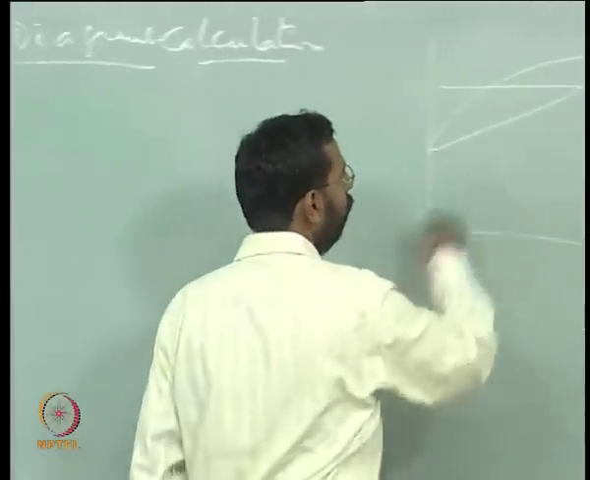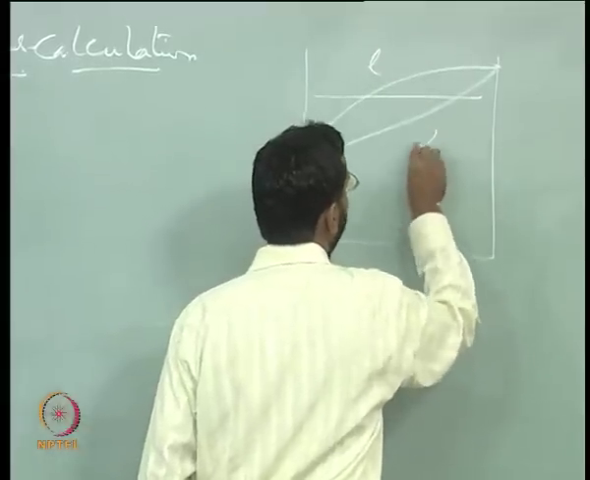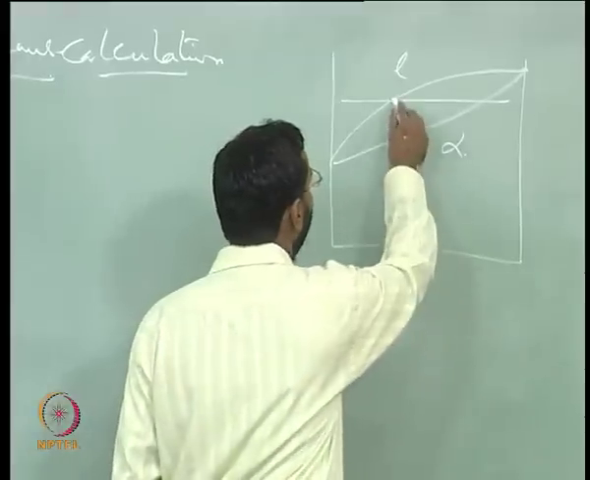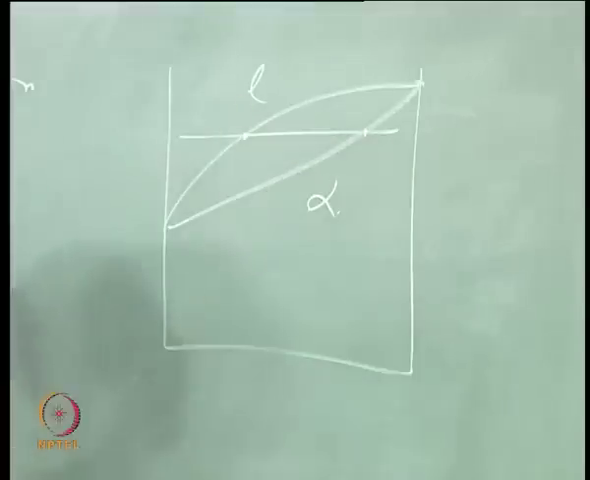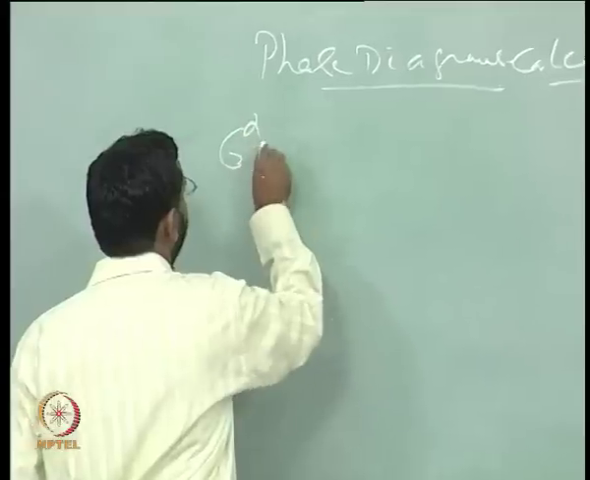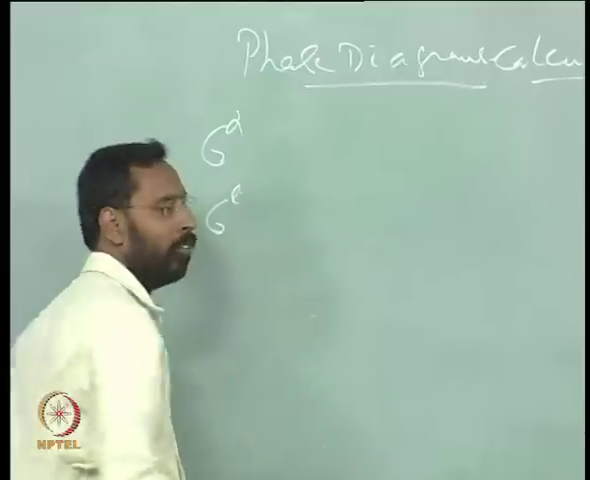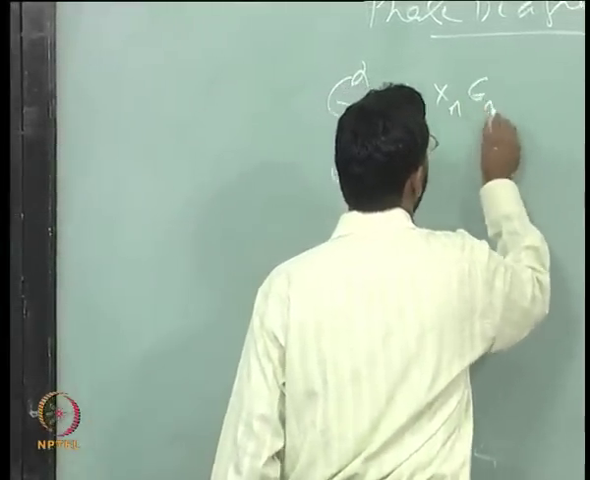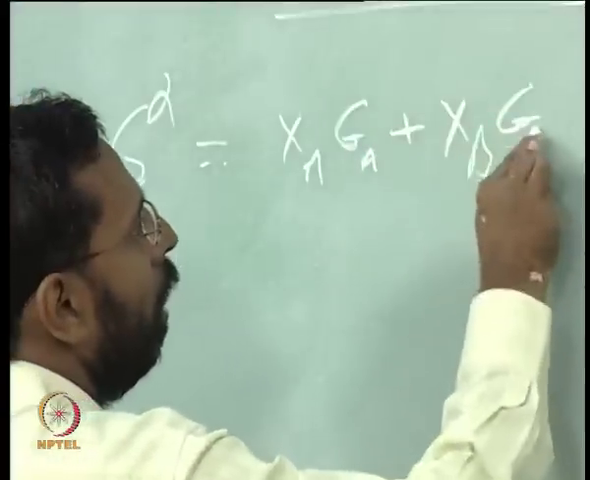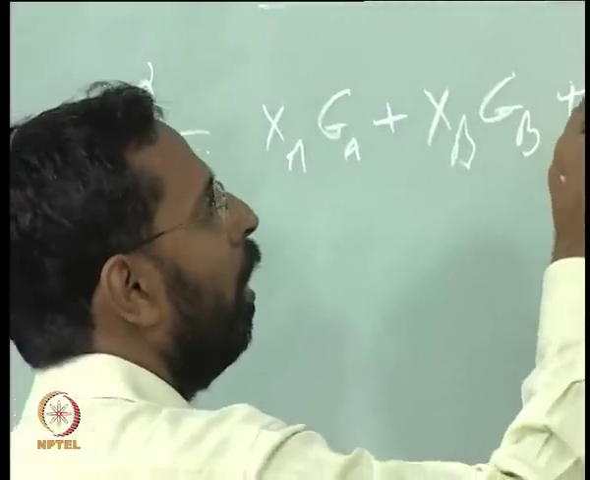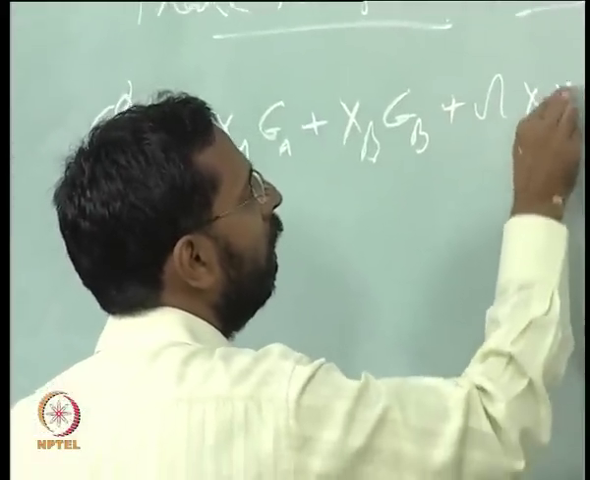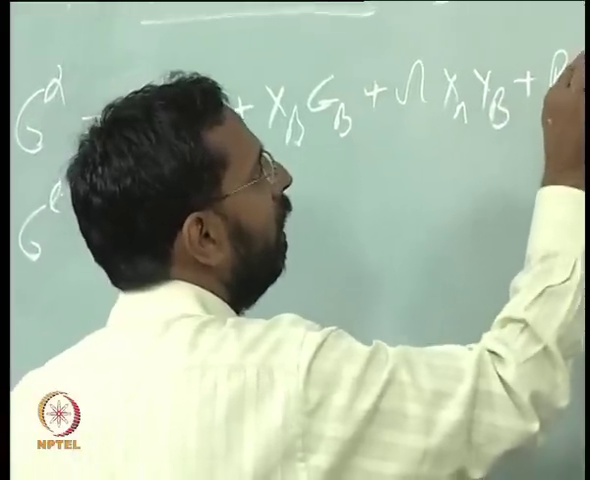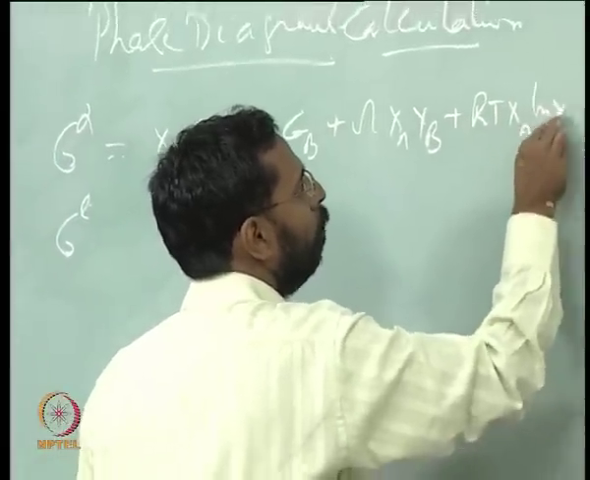If you look at this, we said this is a liquid, this is a solid. At each temperature you have an equilibrium between liquid and solid, am I right? So, if there is an equilibrium between liquid and solid, you can write an expression of free energy for the liquid and an expression of free energy for the solid, which can be written something like XA GA plus XB GB plus, let us say if it is a regular solution, omega XA XB plus RT (XA ln XA plus XB ln XB).